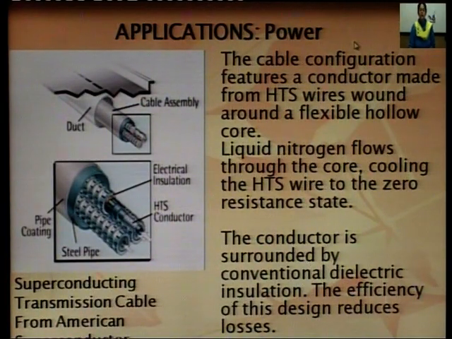Next application is power. So transmission cables can be made up of superconducting material. Superconducting transmission cables from American Superconductor. The cable configuration features a conductor made from HTS wires wound around a flexible hollow core. Liquid nitrogen flows through the core, cooling the HTS wire to the zero resistance state. The conductor is surrounded by conventional dielectric insulation. The efficiency of this design reduces losses.